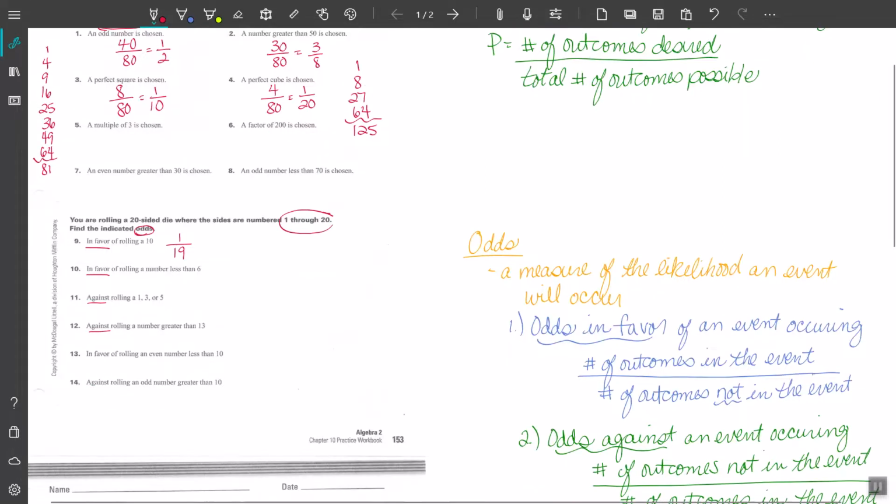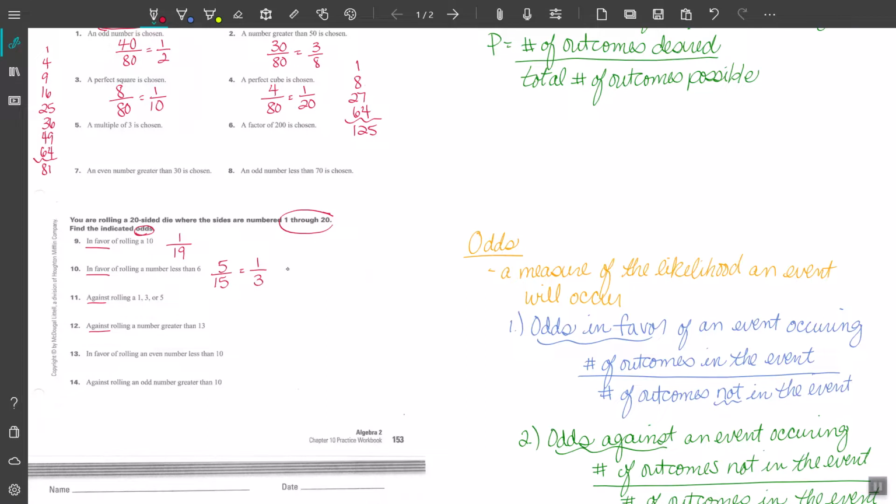So number 10, in favor of rolling a number less than 6. There are 5 numbers less than 6, so that's the number of outcomes in the event we're asking for. The number of outcomes not in that event, the number of outcomes that are not going to be less than 6, is 15, the remaining 15 numbers. And then we'll reduce that to 1/3. So 1 out of 3.